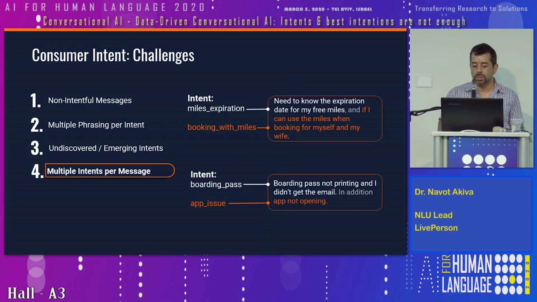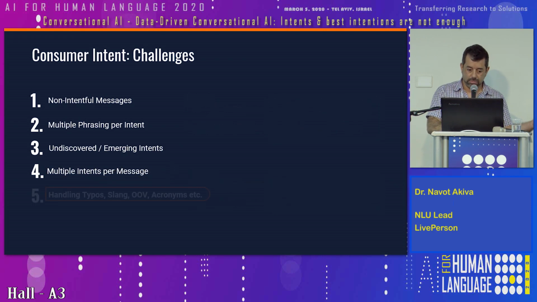Another one is multiple intents per message. The assumption that a consumer message contains a single intent doesn't really hold some of the time. Some consumer messages actually contain more than one intent. So first you need to adjust your classifier for that. And even if you've done that, you need to adjust your KPIs accordingly.